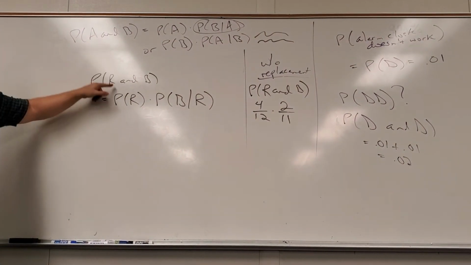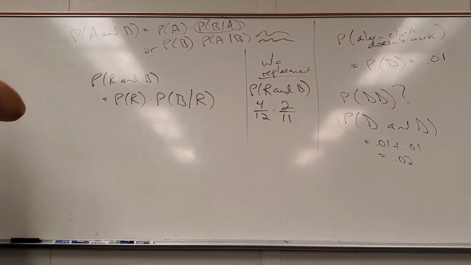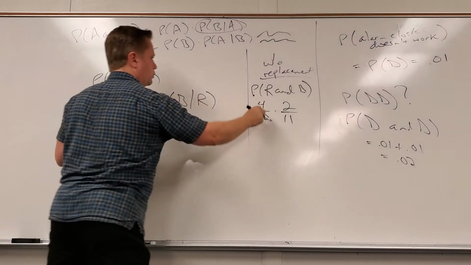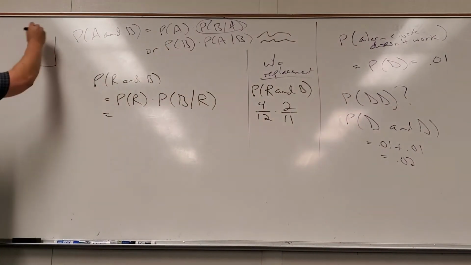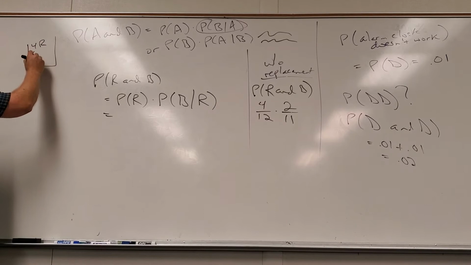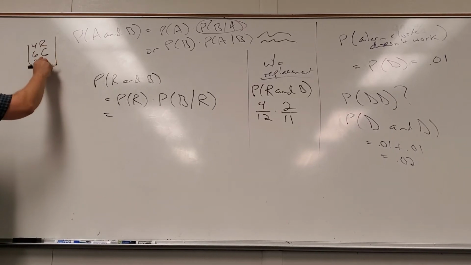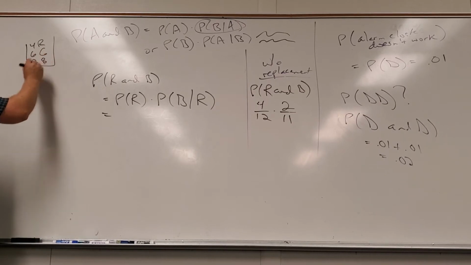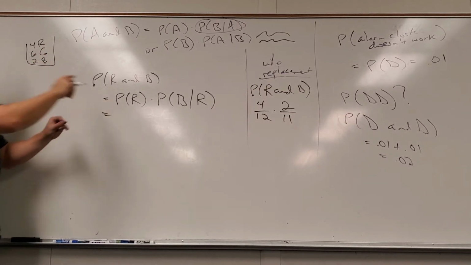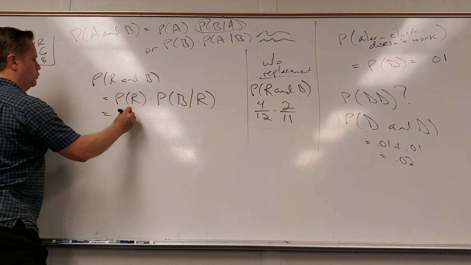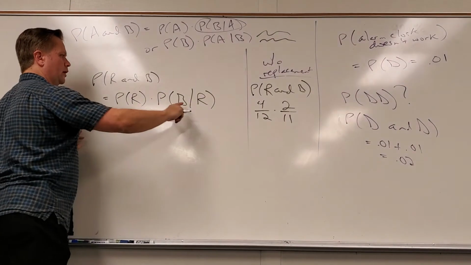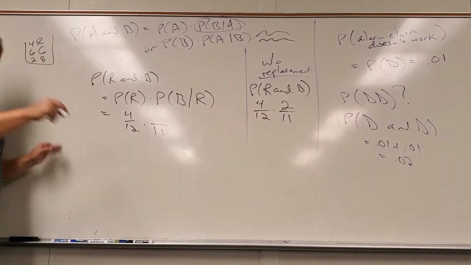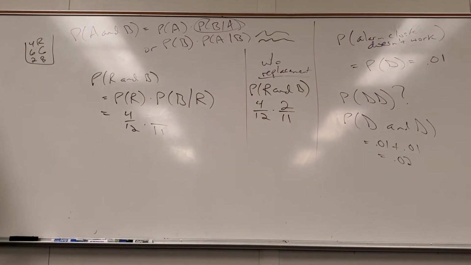What's in place of A? R. Okay, but that's what the formula says should happen. So where did I get 4/12? That was the probability of red, right? The probability I get a red first was 4 out of 12. And now I throw that away. So what's the probability I get a blue one given that I picked a red one? Well, it would change the bottom. Given that I picked a chip, there's 1 less chip.